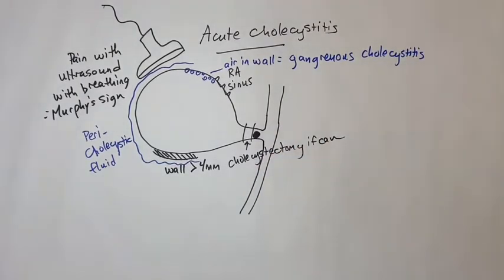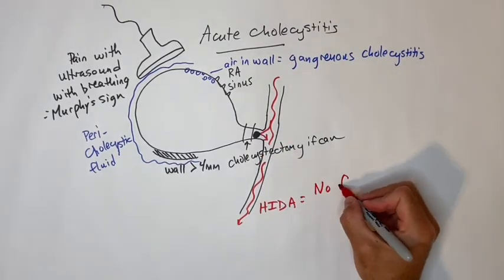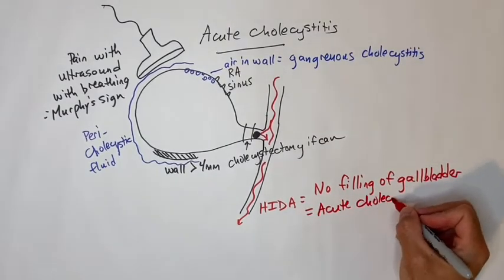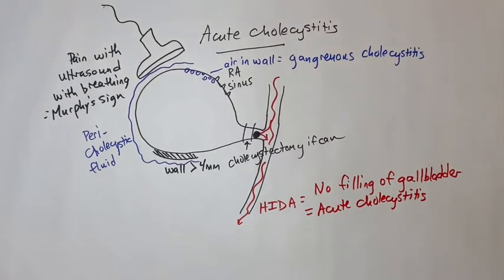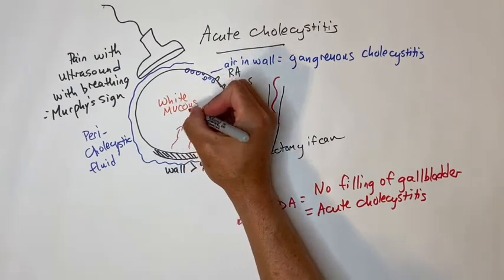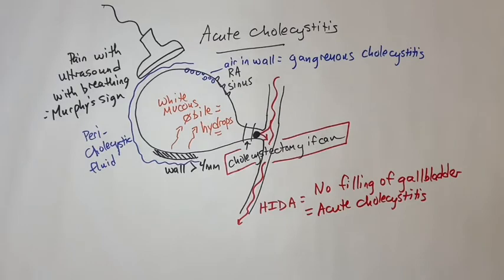The most sensitive confirmatory test for acute cholecystitis is a HIDA scan. HIDA scans will show no filling of the gallbladder because the cystic duct is obstructed with a stone and inflammation, so the HIDA dye can't get into the gallbladder. If no bile can get through an obstructed cystic duct but the gallbladder wall continues to produce mucus, then a white fluid in the gallbladder is called hydrops of the gallbladder.